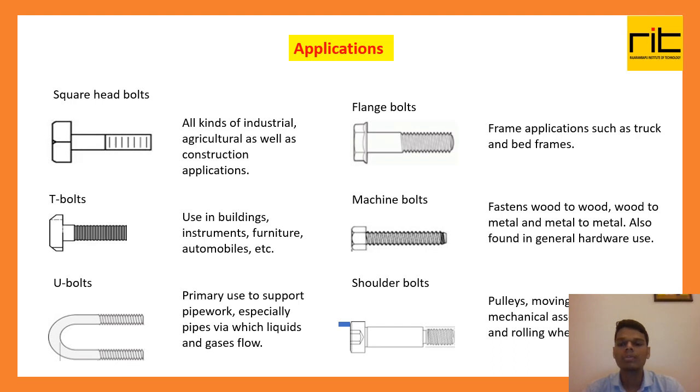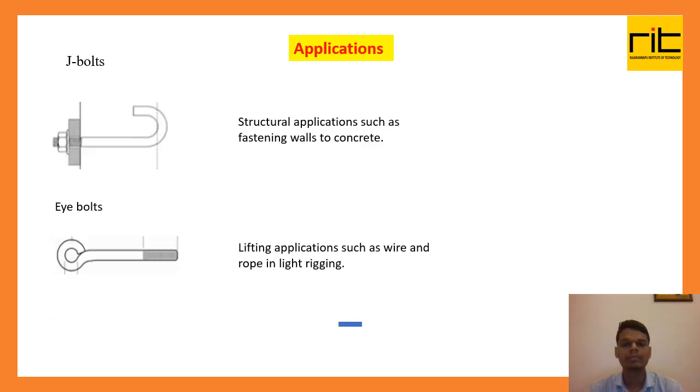Machine bolts, fasten wood to wood, wood to metal and metal to metal, also found in general hardware use. Shoulder bolts, pulleys, moving engine parts and mechanical assemblies, gears and rolling wheels. J-bolts, structural applications such as fastening wall to concrete. I-bolt, lifting applications such as wire and rope in light rigging.